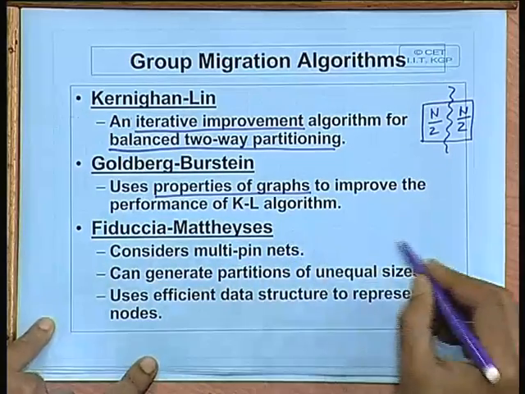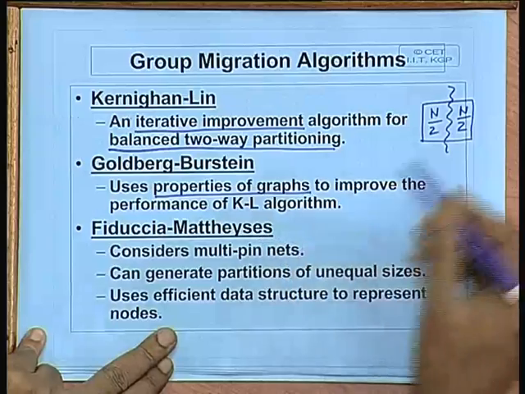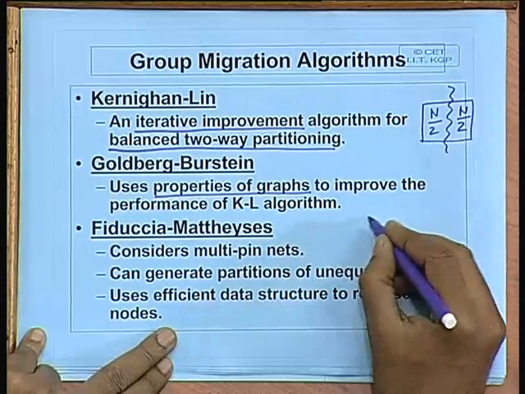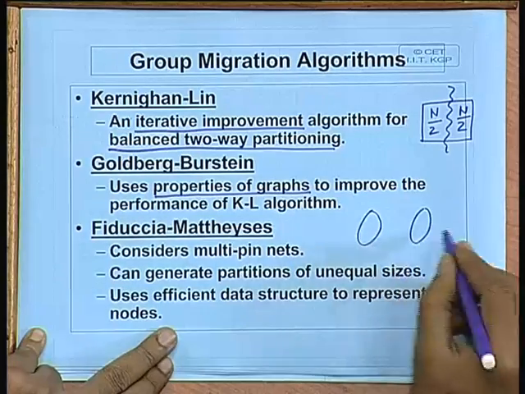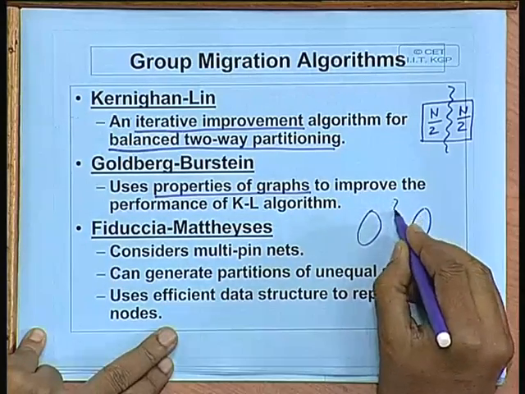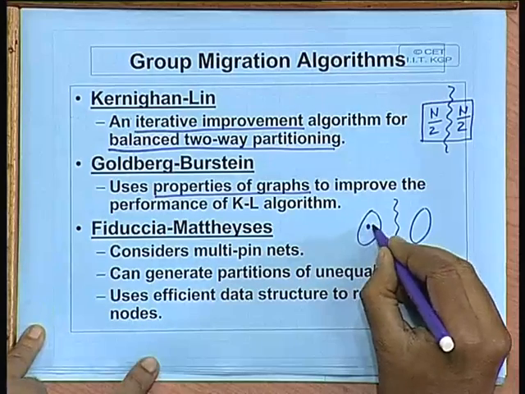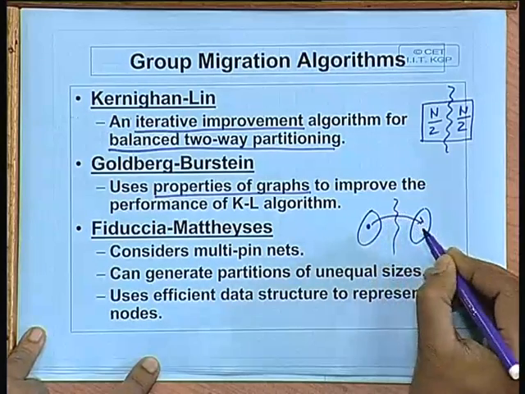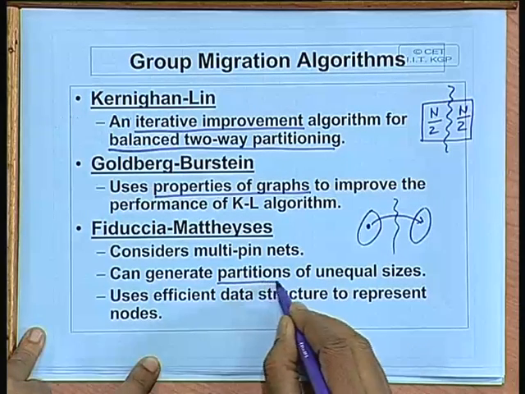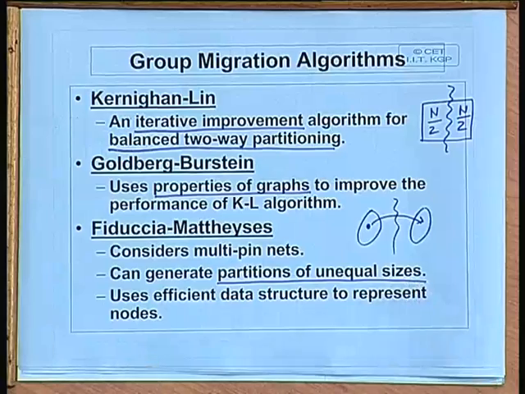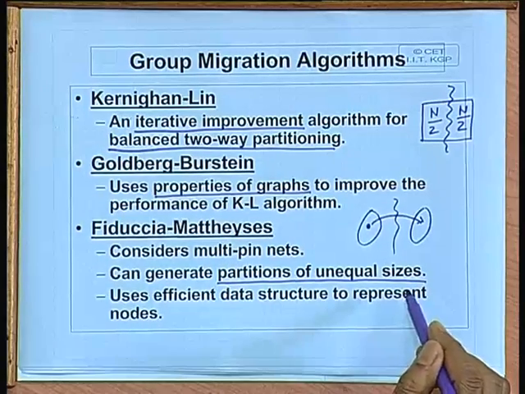Well, this Fiduccia-Mattheyses algorithm we are not going into detail. This algorithm is slightly different in the way it works. Well, here also you start with two partitions. This can be randomly generated initially, but now the moves are not like exchanging. One particular node can move from one partition to another. So, this can lead to partitions of unequal sizes. So, in the Fiduccia-Mattheyses algorithm we can have partitions of unequal sizes.